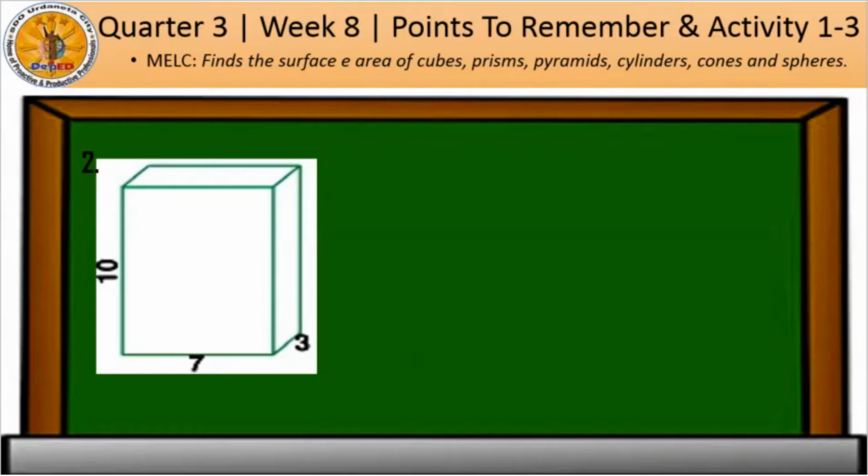Find the surface area of a rectangular prism. Based on the given, the sides of our figure are 10, 7, and 3. Always remember, a rectangular prism is a three-dimensional shape and it has 6 faces. And we have to find first the surface area of each face before finding the surface area of our rectangular prism.